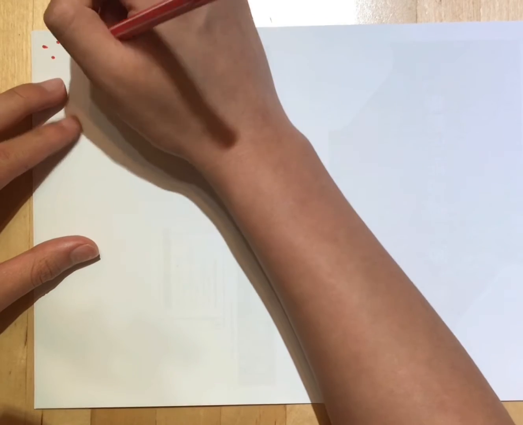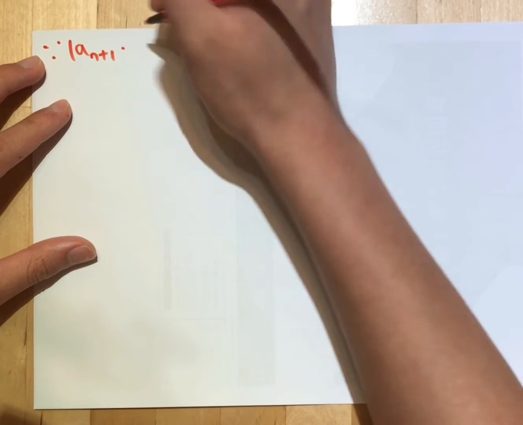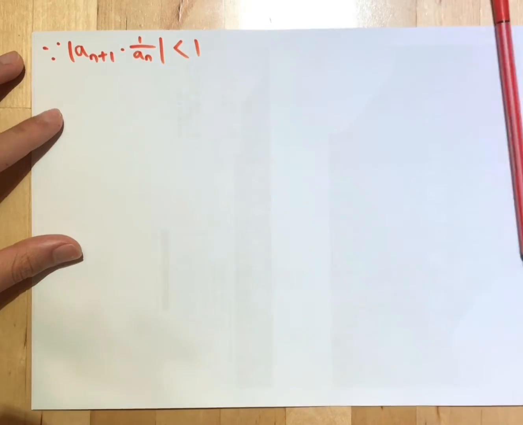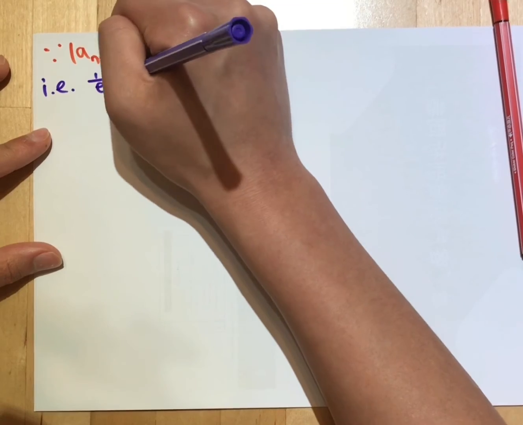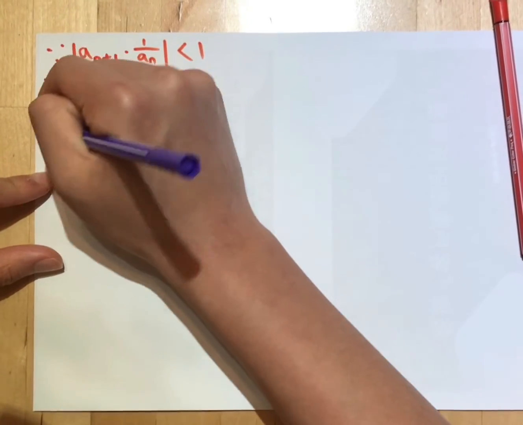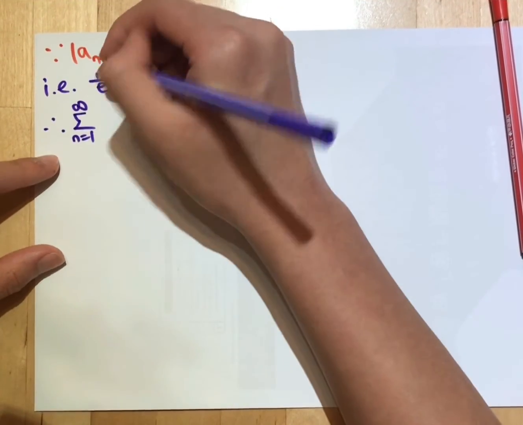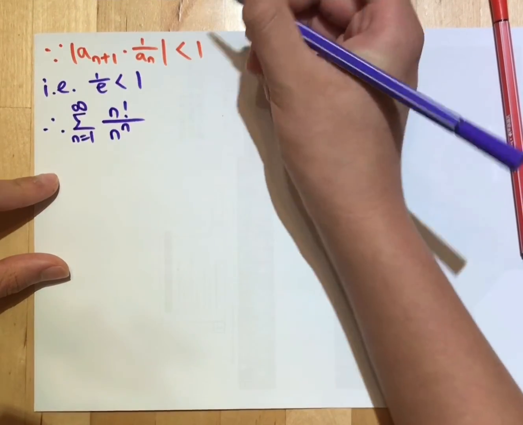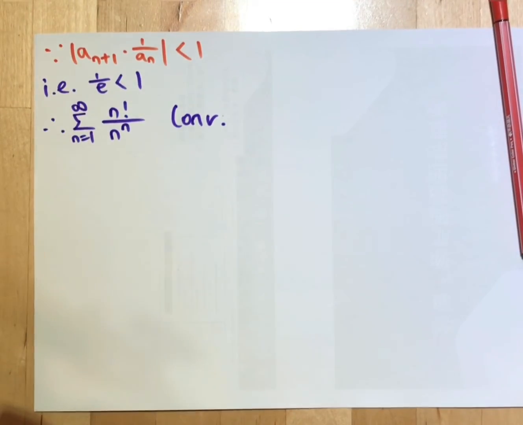We can already draw our conclusion, since the absolute value of a sub n plus 1 multiplied by the reciprocal of the series is less than 1. In other words, 1 over e is less than 1. So the series from n equals 1 to infinity of n factorial divided by n to the nth power converges. And that's it.